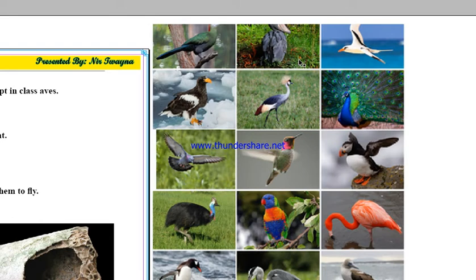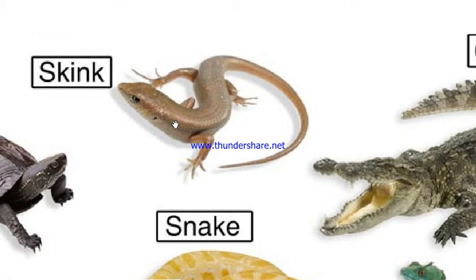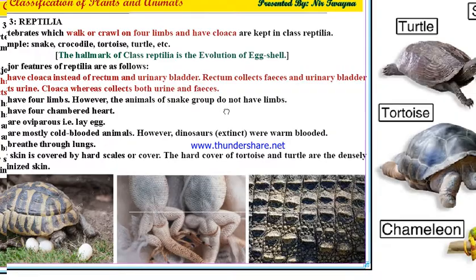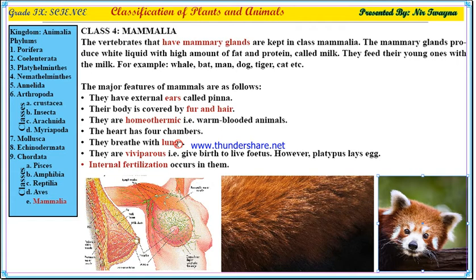And in case of Reptilia also, do you see pinna? In crocodile, do they have pinna? And lizard, skink, do they have pinna? No, they don't have external ear. They have ear, but they don't have external ear. External ear is a characteristic feature of class Mammalia.